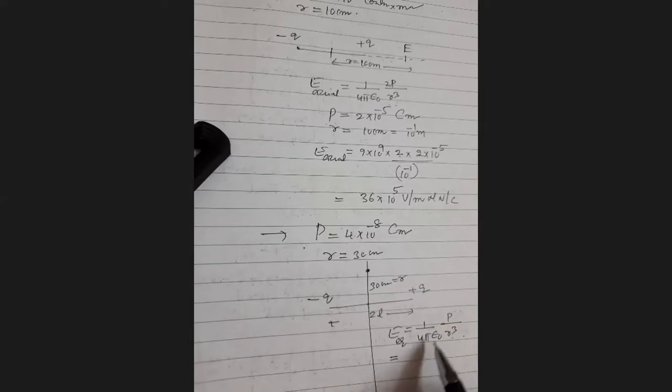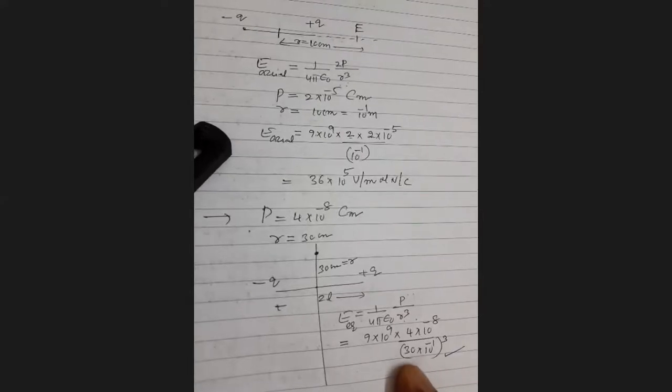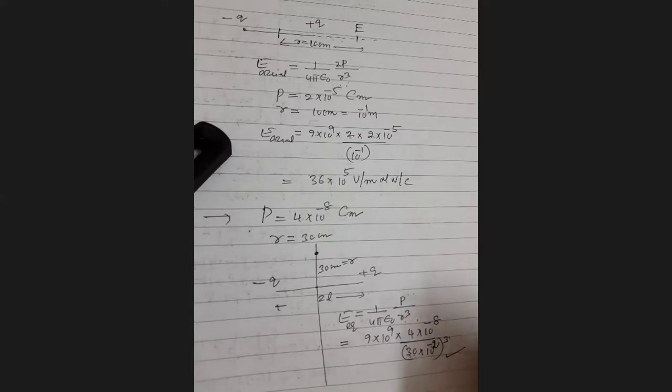That equals 1 by 4 pi epsilon naught, the value being 9 into 10 power 9, times the dipole moment 4 into 10 power minus 8, divided by the distance 30 centimeter, 30 into 10 power minus 2 meter, whole cube. By simplification we will get the answer for this. 30 into 10 power minus 2 is 3 into 10 power minus 1, whole cube, which is 27 into 10 power minus 3. On simplification, we will get the answer.